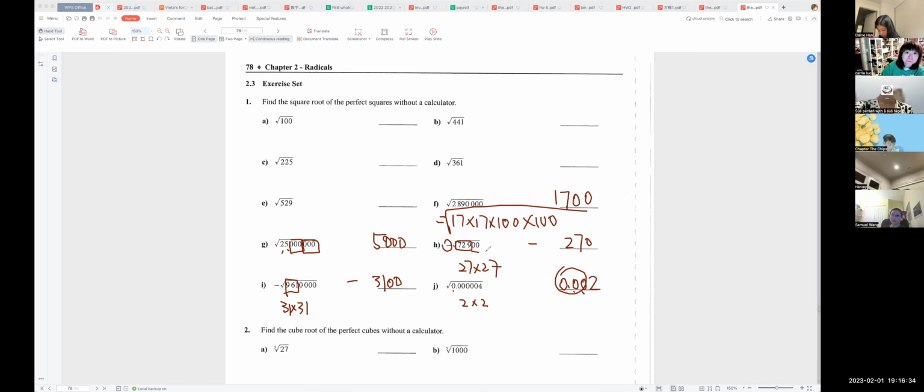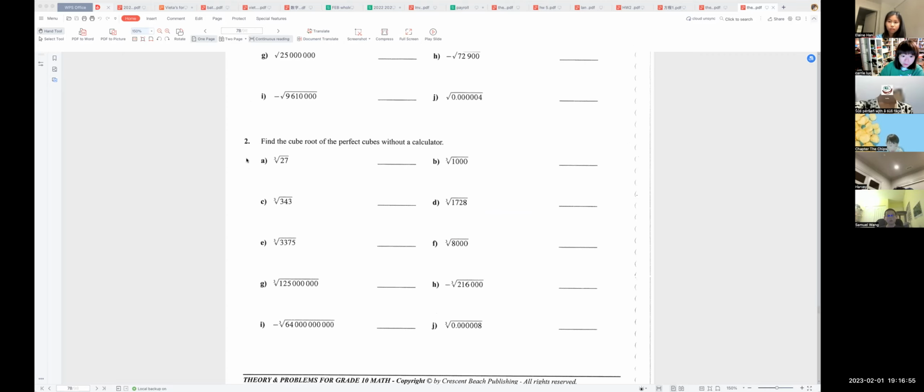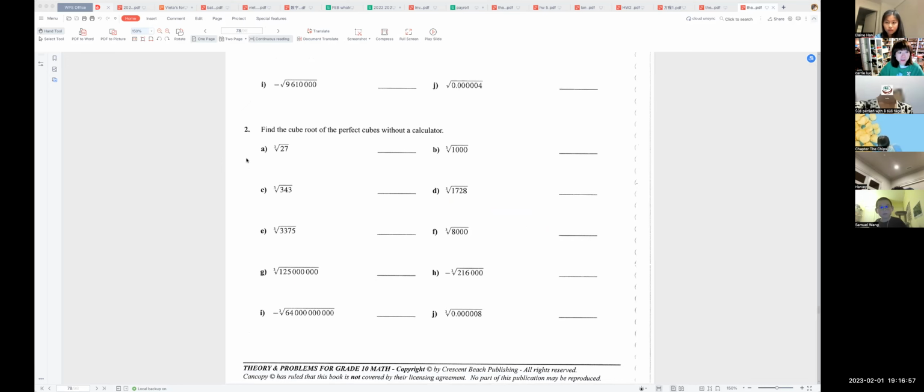Okay, everybody. Aren't the negative ones not possible? Which one? The negative one? No, because the negatives aren't embedded into the numbers. It's outside of the square root. Oh, okay. Yeah, it's outside the square root. Very good. Okay, so let's take a look at the cube root. Okay, everybody. These questions, we're going to take maybe more than 3 minutes this time.